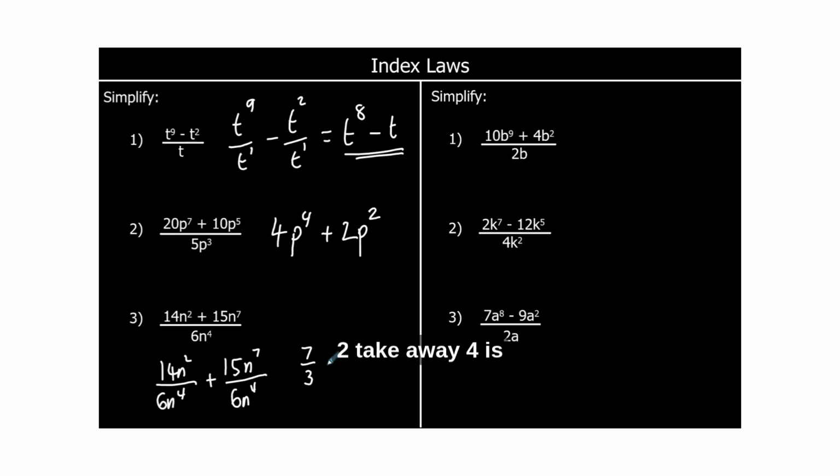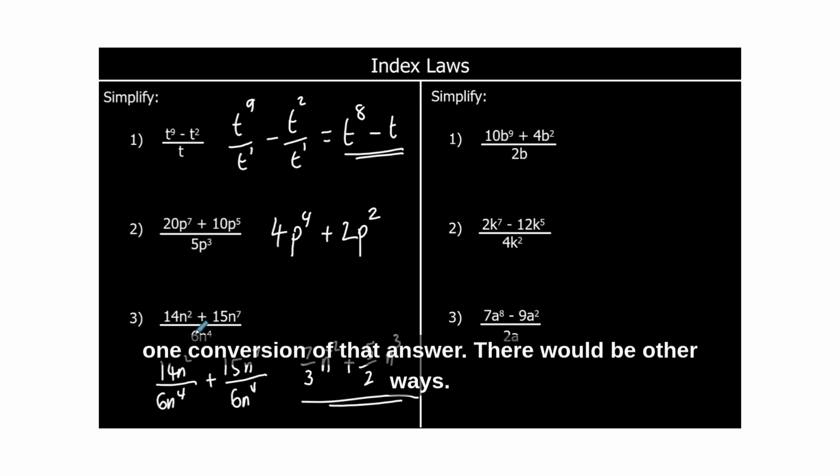So take away the powers. 2 take away 4 is negative 2. 15 and 6 are both in the 3 times table. So I can have 5 over 2, dividing top and bottom by 3, and n to the power of 7 divided by n to the power of 4 is n cubed. So that is one version of that answer. There would be other ways.